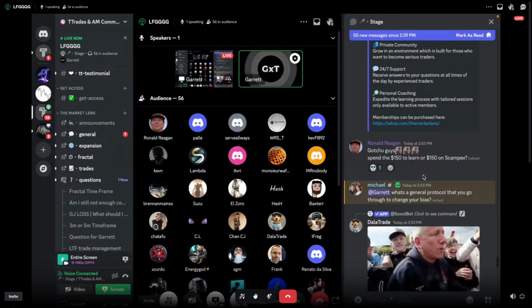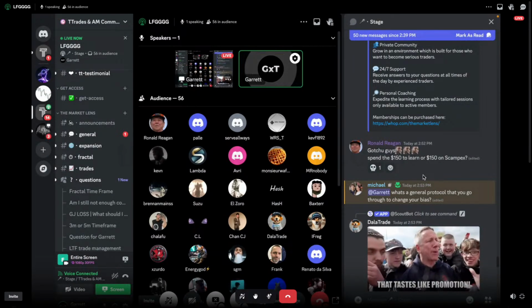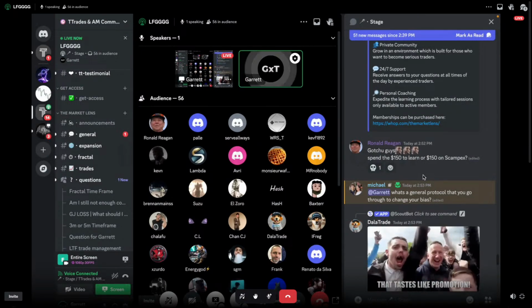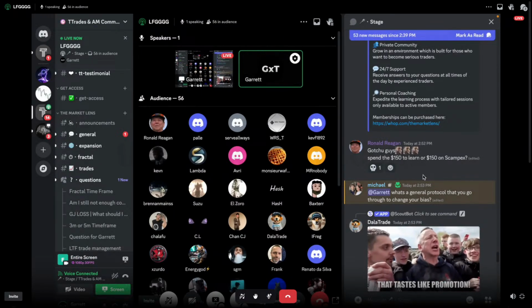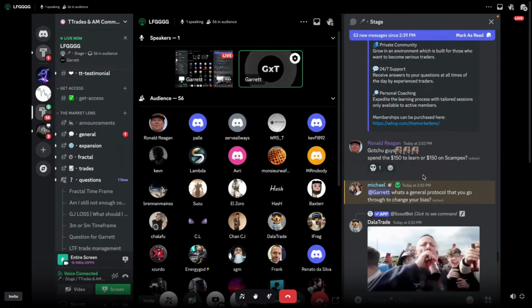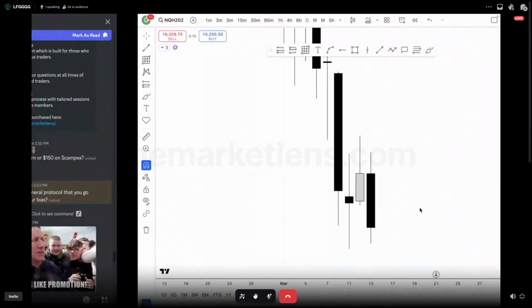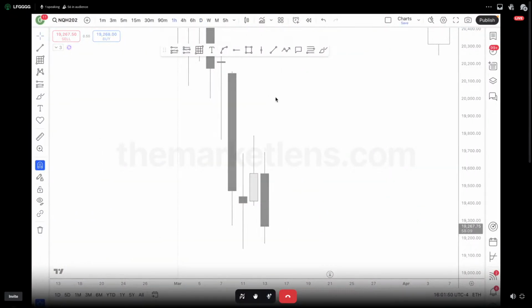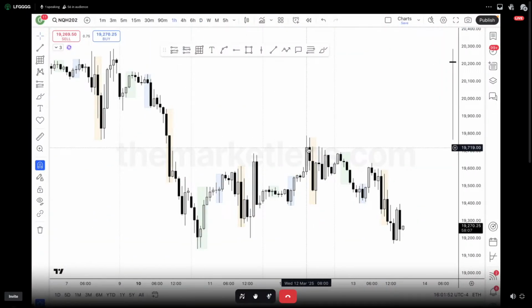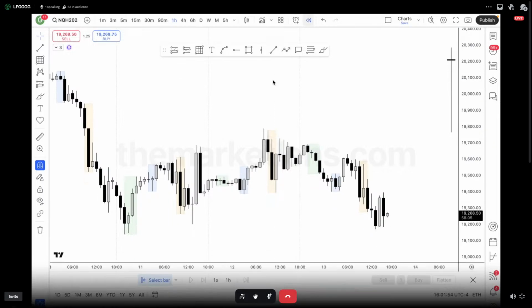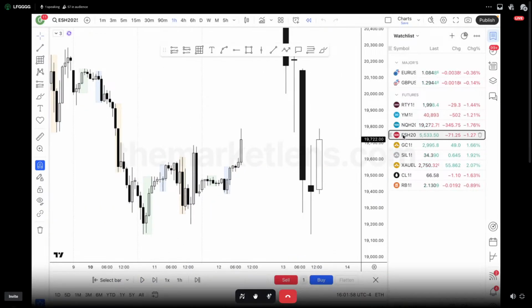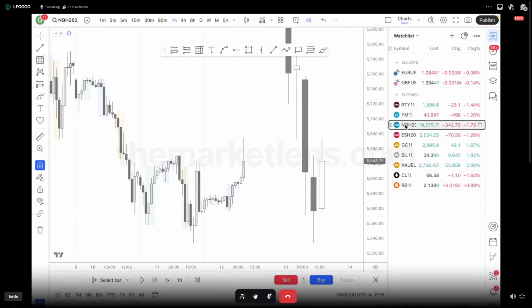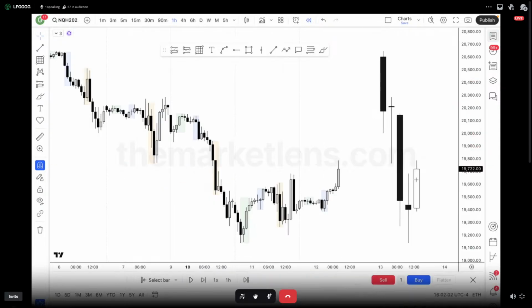What general protocol do you go through to change bias? That's in my course. Everything that I use is pretty much in my course, besides little stuff like what you're talking about, changing bias. Say yesterday, if you look at yesterday, I think we had SMT. Okay, so look here. So we had SMT here.